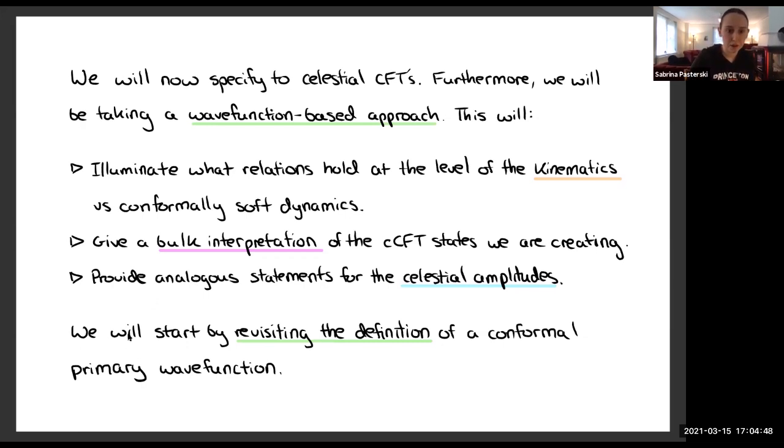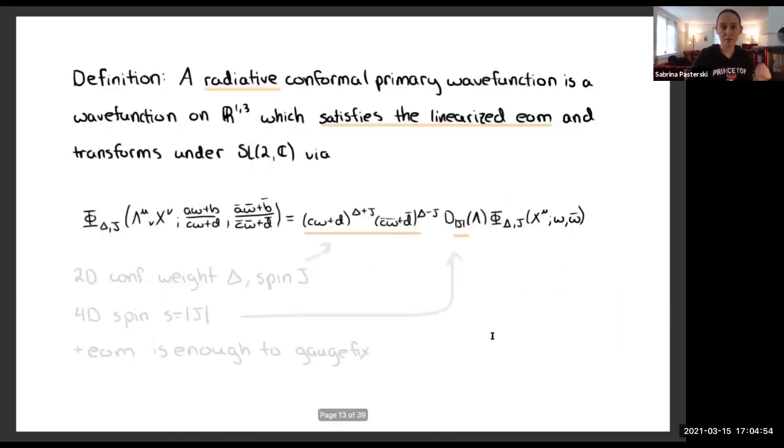So, let's start by revisiting the definition of a conformal primary wave function. By revisiting it, I mean taking a little step back. This also connects to one statement that Andy made in his talk. For me, the definition of a radiative conformal primary wave function is that it's a wave function on R^{1,3}, so right now I'm in 3+1, which satisfies the linearized equations of motion and then transforms under SL(2,C) in the following covariant way. I do a Lorentz transformation in the bulk, I do a Mobius transformation on the celestial sphere, and I get back definite weights, and I have some representation here of the field. The important thing is that the 4D spin, or helicity in the massless case, is equal to the spin on the celestial sphere.